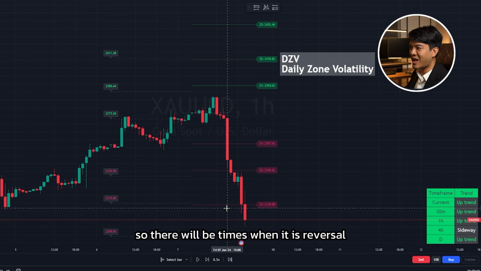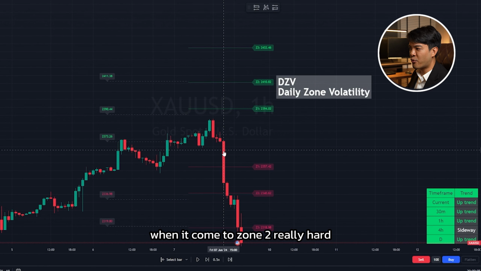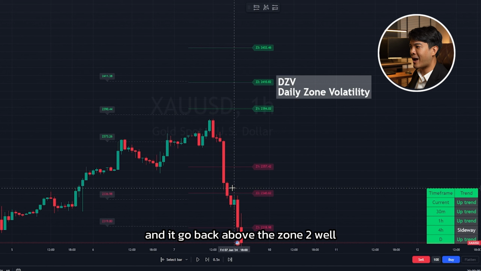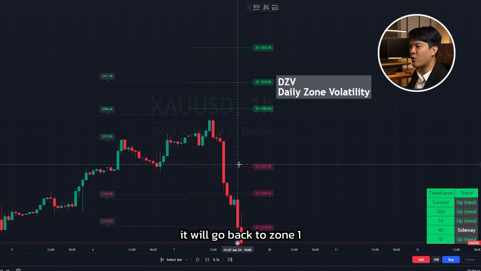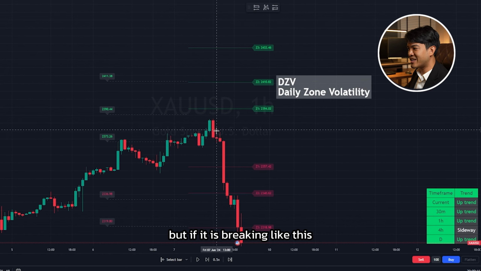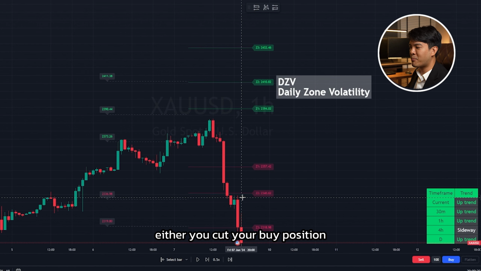There will be times when it is reversal, when it comes to zone 2 really hard, but it cannot break zone 2 and it go back above the zone 2. Well, it will go back to zone 1, and that's how you can take profit. But if it is breaking like this, well, you have to be aware, either you cut your buy position or you get your account blown.